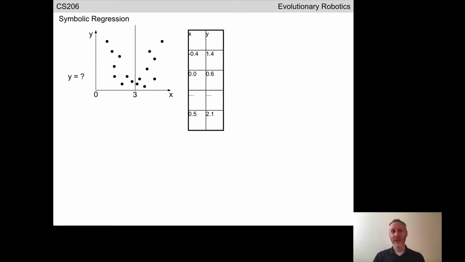For the mathematically inclined out there, if you're comfortable with math, you can do a little bit of symbolic regression in your head. Alex suggests y equals x squared plus 3. Remember back to your high school algebra?